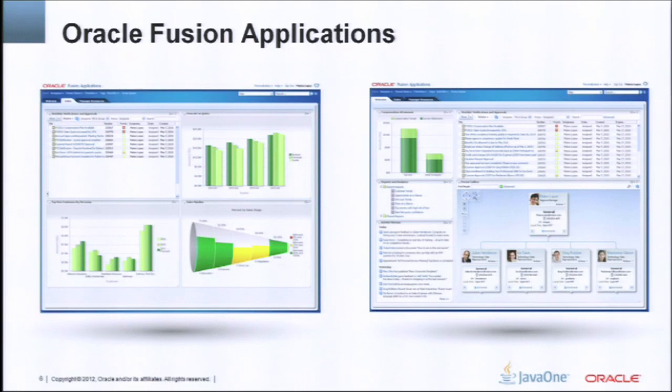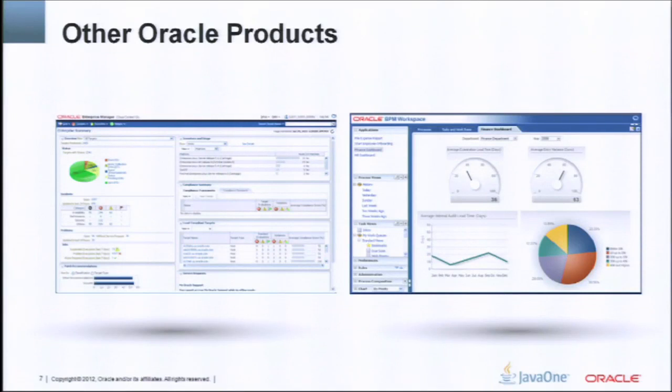Fusion Applications is one example, and those are just some screenshots from, I think this side is actually the HR system. I think the other one is CRM. We also use ADF to build some of our products. On the right side, you see our management tool called Enterprise Manager. It's built with ADF. On the left side, you're seeing our BPM, which is part of our SOA suite. This is the BPM workspace area where you can monitor processes and see how they are performing. We use ADF to build our support site. So if you go to the Oracle support site today, you're actually running an ADF application.